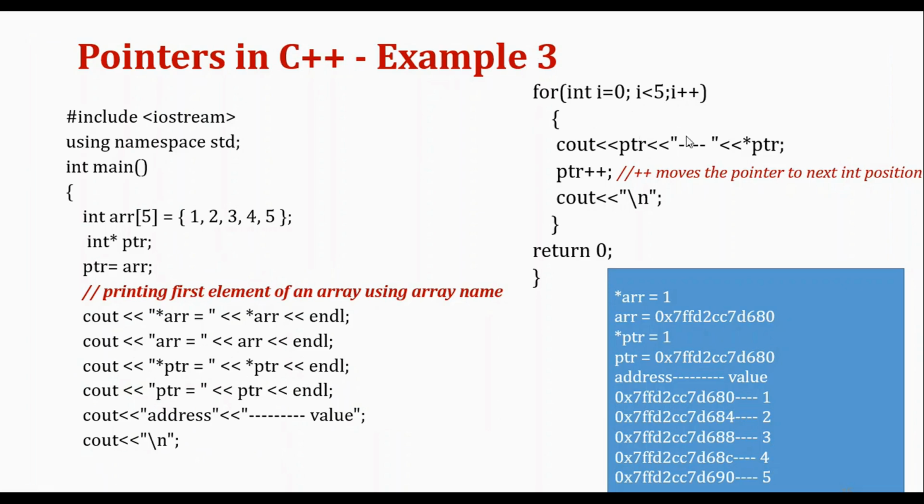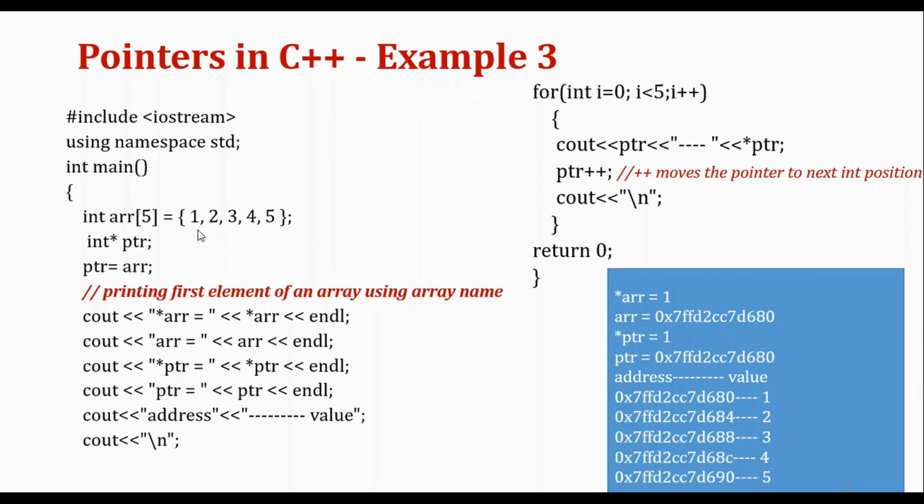Coming to what happens in this statement, check out this area. I iterate these statements 5 times, because there are 5 elements. I'm displaying ptr and the value at ptr. ptr is the first address, and the value at the first address is 1. So the address of the first element is 680 and the value is 1. In the next statement, I'm incrementing ptr by 1. So the pointer will be incremented to the next location.